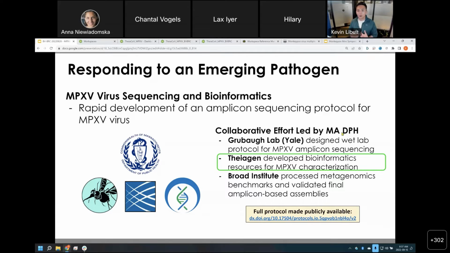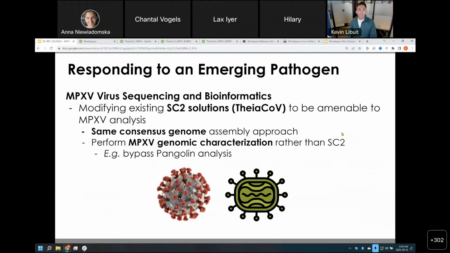And so on our side, our role was, okay, how do we then operationalize the bioinformatics practices so that we can then distribute these resources to public health laboratories that need to do this kind of analysis? And the framework we took is that, looking at the wet lab protocol, because of how similar it is, we assumed that the bioinformatics protocol will also have a high level of similarity in that we're really going to be generating the consensus assembly in a similar fashion. But we just want to bypass anything that's very SARS-CoV-2 specific.